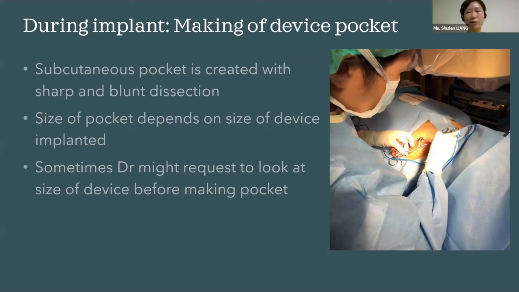So sometimes, because there's so many varieties of devices, ICDs and CRTs, they might want to look at the size of the device before making the pocket to make sure that it's adequate. So they might ask to look at it. If there's a sample of the device, then you can show, or you can just open the package, but not the sterile part, just to look at the size of the device.